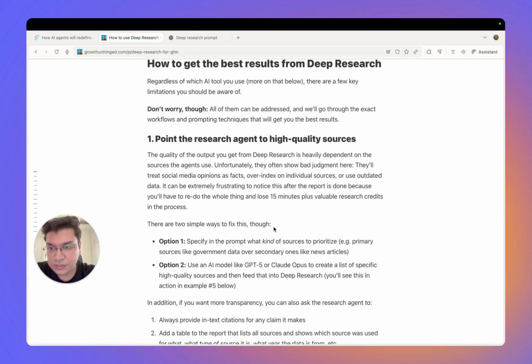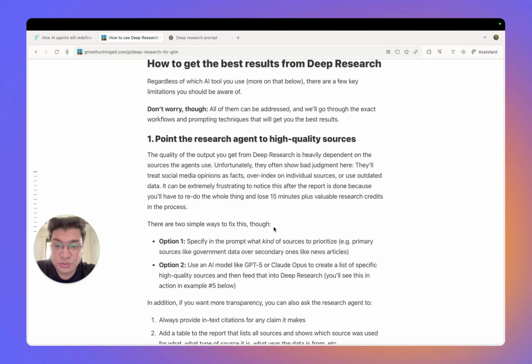Now, there are two ways that they have suggested. One is, you can specify the kind of sources that you would want ChatGPT to tap into. For example, primary sources like government data, or secondary sources like news articles. So you would want to focus more on the government data than the news articles, because news articles can be scammy, right? And plus they might be purpose driven.